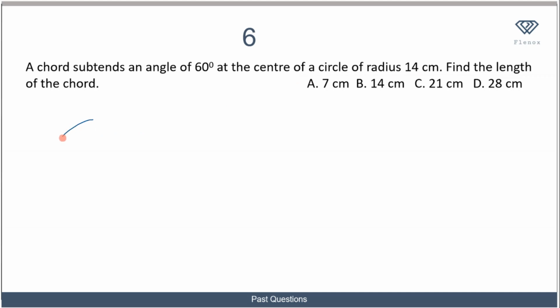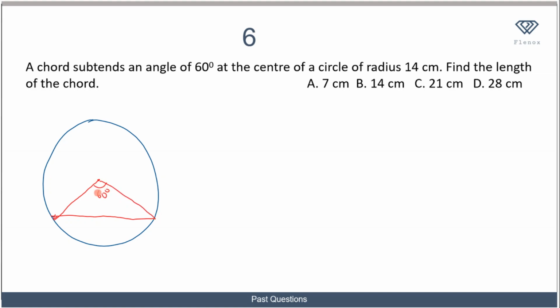So this one is pretty straightforward. So we have a circle and we have a chord. Let me indicate that. So we have a chord, and this is the center of the circle. And we're told that the angle that the chord subtends at the center, so this is already at the center, is given as 60 degrees.